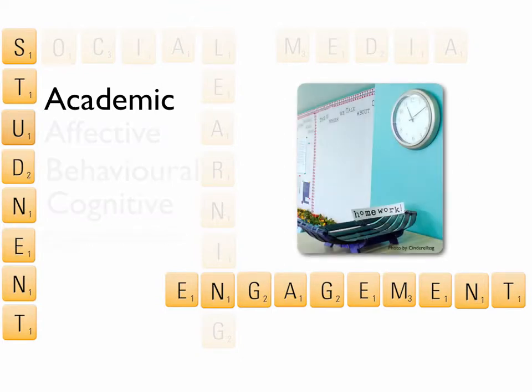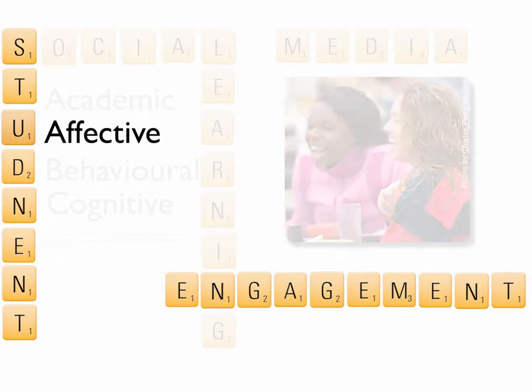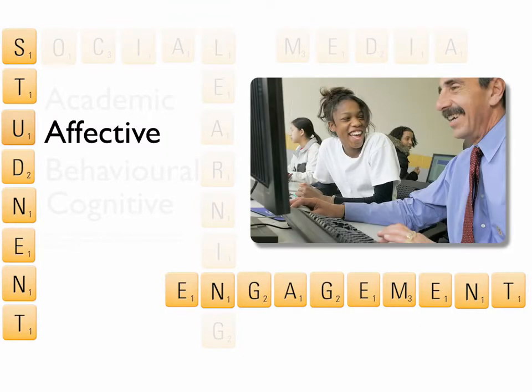When we look at academic engagement, this is reflected in the amount of time a student spends actually engaged in academic pursuits. We can think of it as time on task. The more time students spend engaged in academic activities, the more likely they are to be successful. When we look at affective engagement, this refers to the sense of belonging and connection that students have with their peers, but also with their teachers. If students don't feel supported by their peers and teachers, they're less likely to be successful.